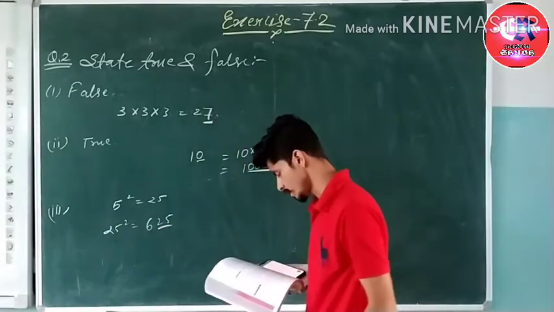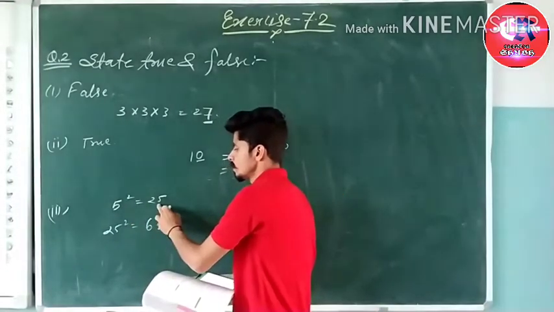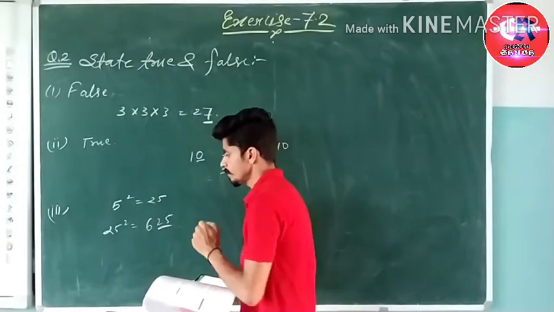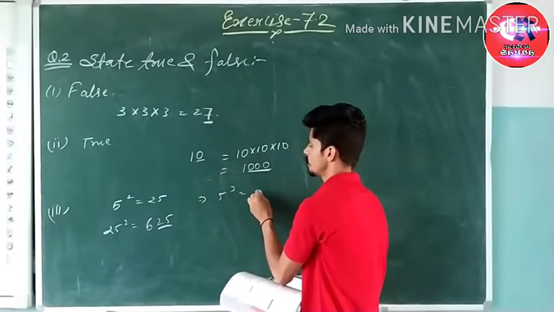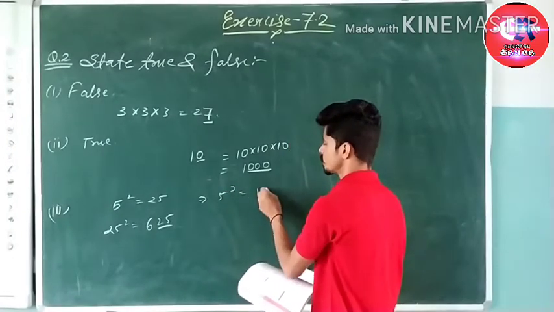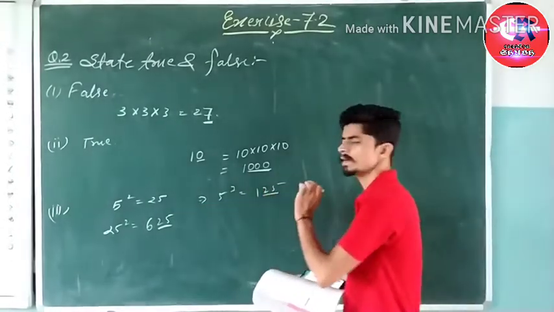So it ends with... the square of a number ends with 25, so the cube of this number will become 5 into 5 into 5, which is equal to 125. So here we can see that it is correct.